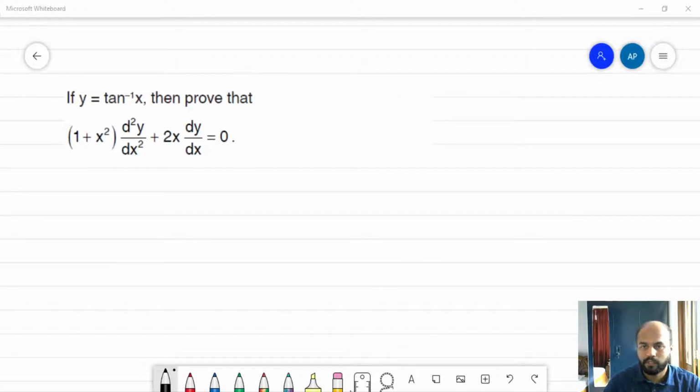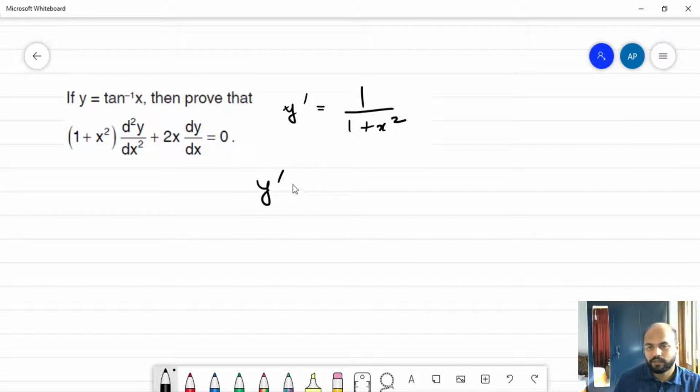Let's take up this question now. So y is equal to tan inverse x. So y dash is 1 by 1 plus x squared. That's what we know. So we have to prove that this is true. Now once we have achieved this, so y dash into 1 plus x squared is equal to 1. Now let us differentiate this.